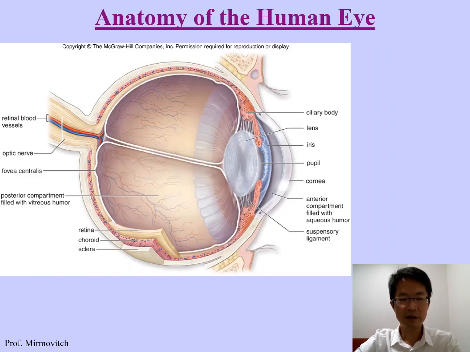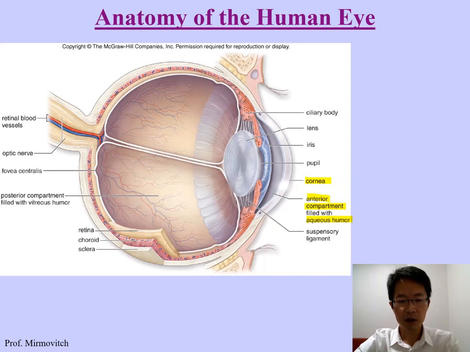This is the anatomy of the structure of the eyes. So light has to go through the cornea first. Light first will hit the cornea, and then go through the anterior compartment. The anterior compartment contains something called aqueous humor. In this case, humor doesn't mean anything funny or a joke. Humor means a body fluid. So in general, all body fluid we call humor.